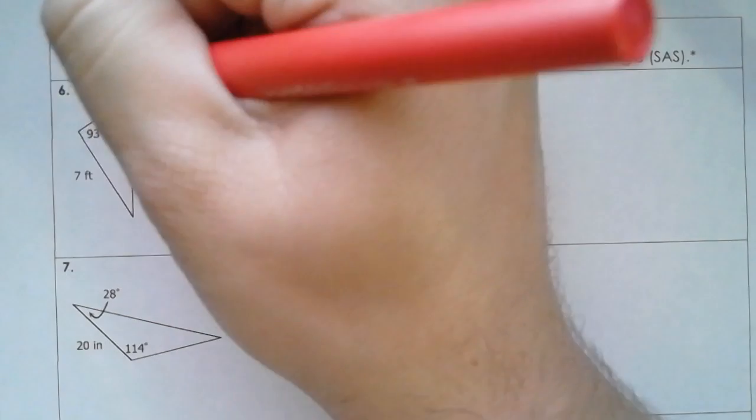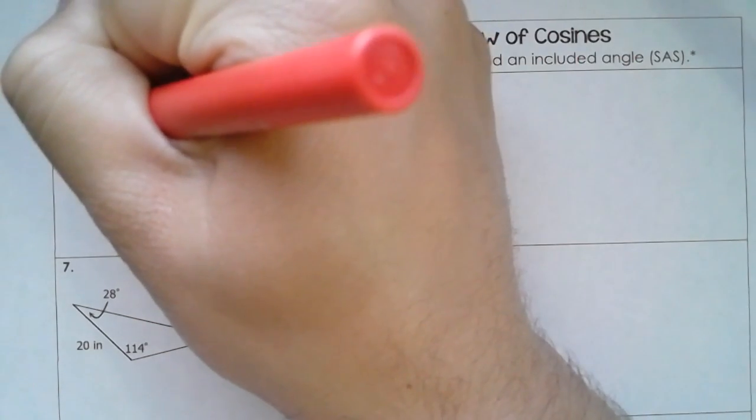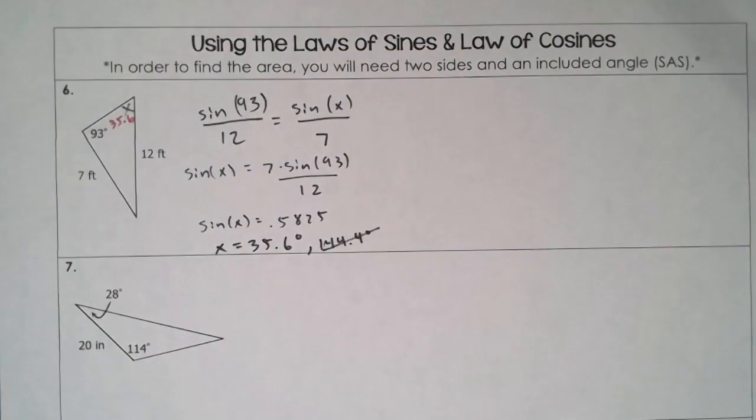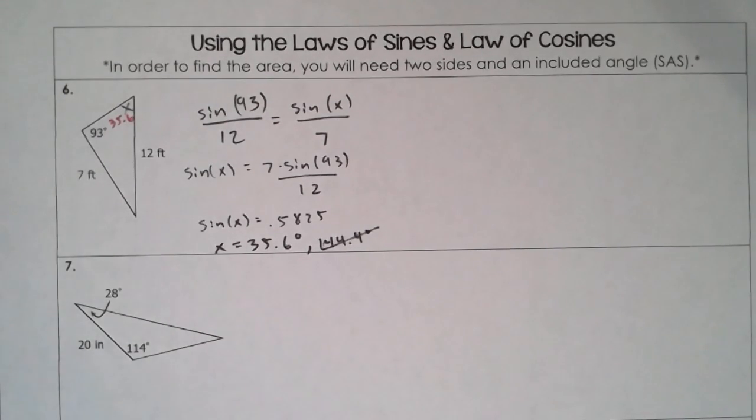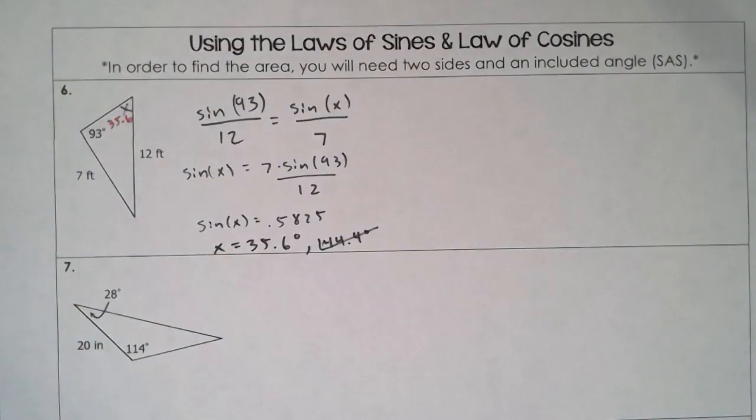I'll use red, that way it doesn't look too crowded. Let's see. So, okay, to find the last angle, I could say let's just use angle Y. Now why am I finding the last angle?